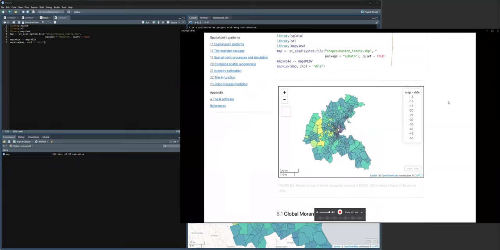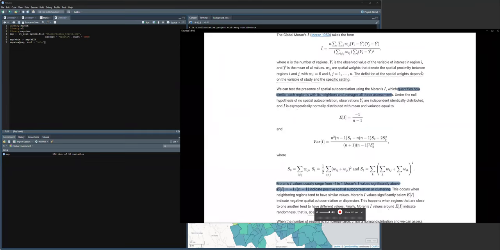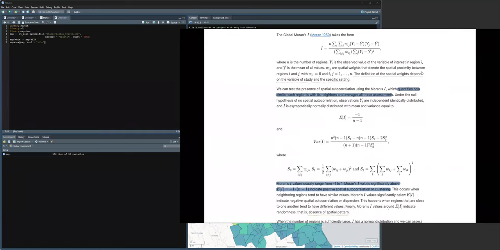So let's talk about what is called the global Lorentz index. The global Lorentz index is, since we already have all the data set as a population data set, we just try to measure the clustering, or the degree of spatial autocorrelation, of one area compared to the rest of the area, okay? The rest of the area in the population in our data set.